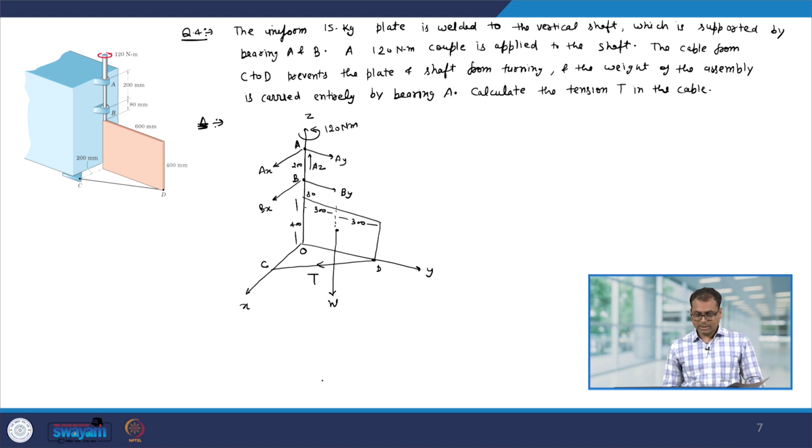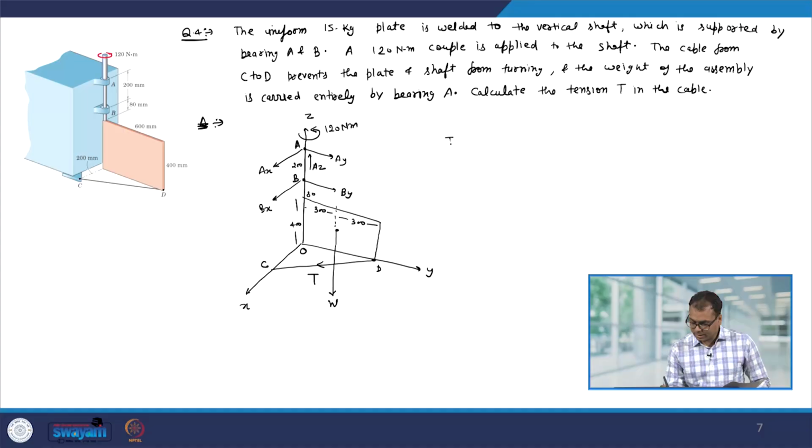Why is that? Because if I take the moment about the z axis, then Ax, Ay, Bx, By and Az, all these forces will go away. So I will calculate directly T. So to calculate, let me write it down.